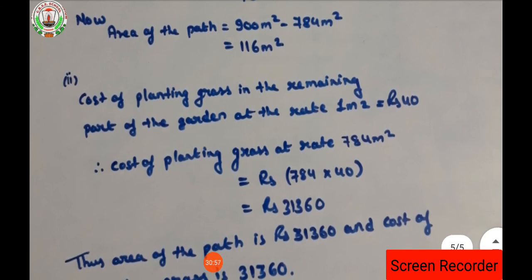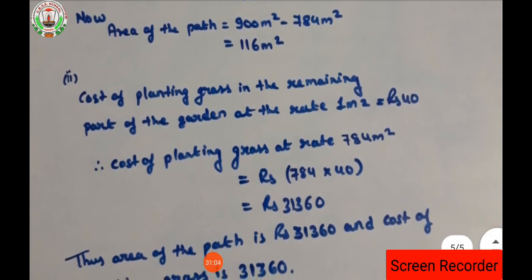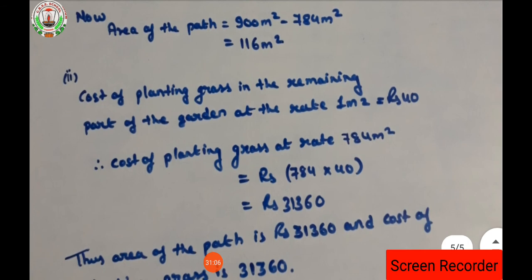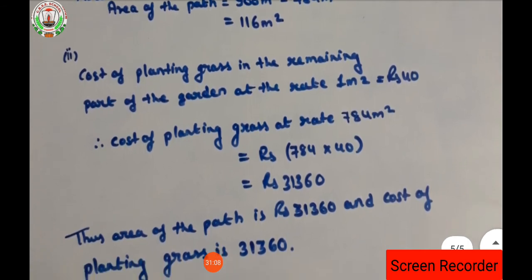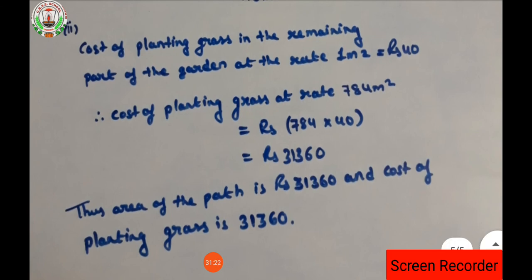And in the second part of the question, what is asked? Cost of planting grass in the remaining portion of the garden at the rate of rupees 40 per meter square. Okay, so the cost of planting in the remaining part of the garden, wherever some plants are to be planted, isn't it? There we have to find the area, and their cost we have to find. So at the rate of rupees 40 per meter square.